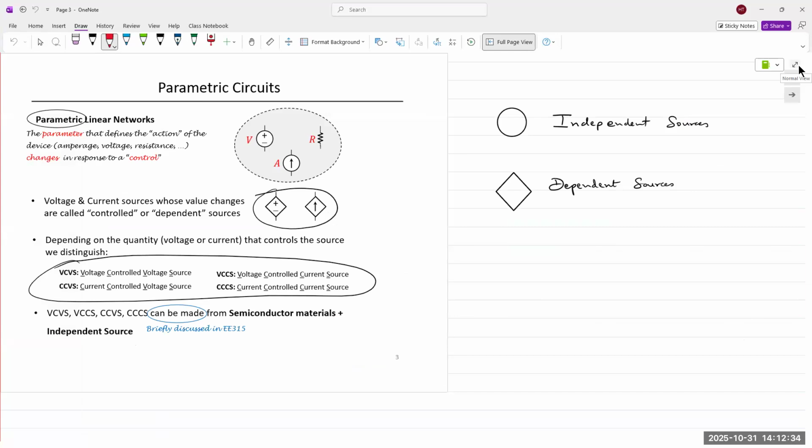Okay. Thing to keep in mind is that many of these are used as models for different semiconductor devices, right? And so if we have a current controlled current source or a voltage controlled current source, for instance, we might be using it as a model for a transistor device or some other kind of device.